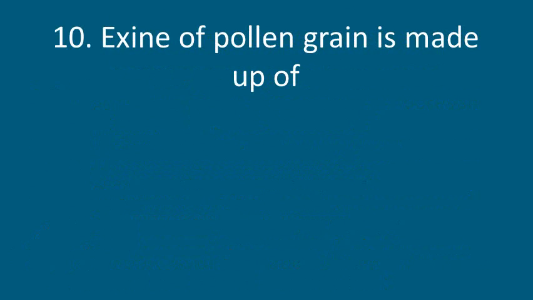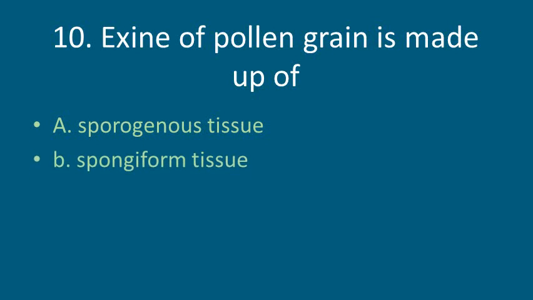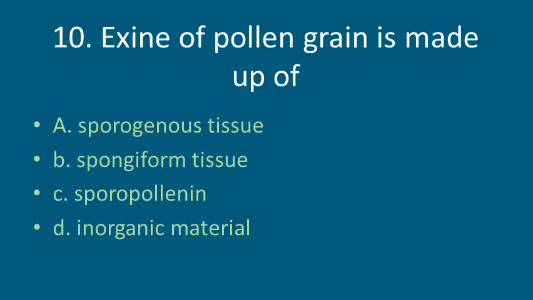Question number 10. Exine of pollen grain is made up of: A. Sporogenous tissue, option B. Spongiform tissue, option C. Sporopollenin, and option D. Inorganic material. Now, the exine and intine are the two layers of the pollen grain. Exine is the outer layer and intine is the inner layer. So, the exine is made up of option C, the sporopollenin, and because of sporopollenin, the exine is a very hard layer.